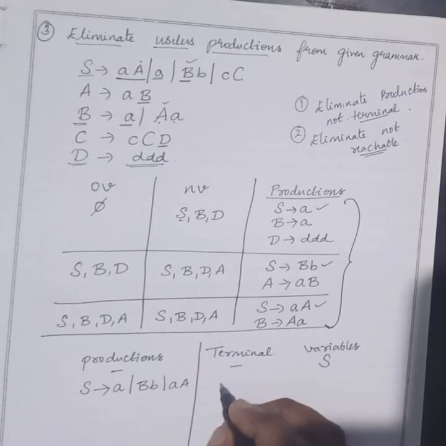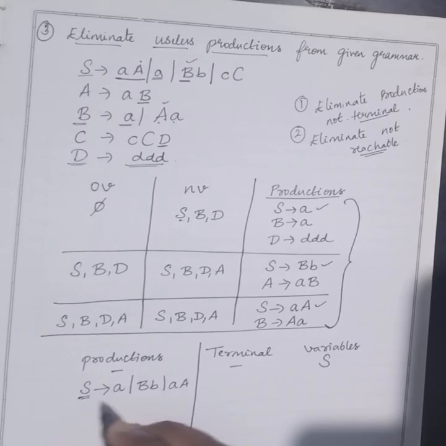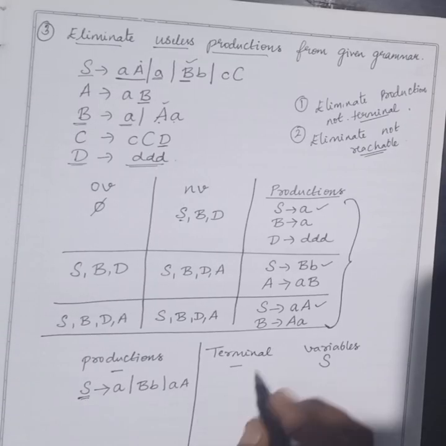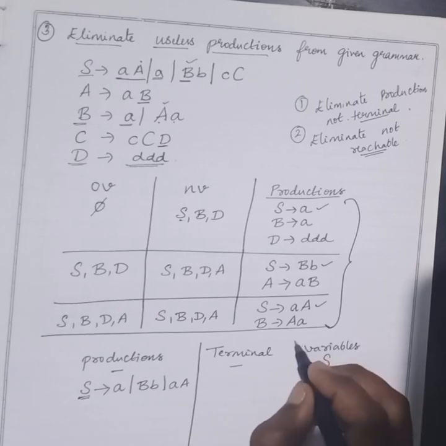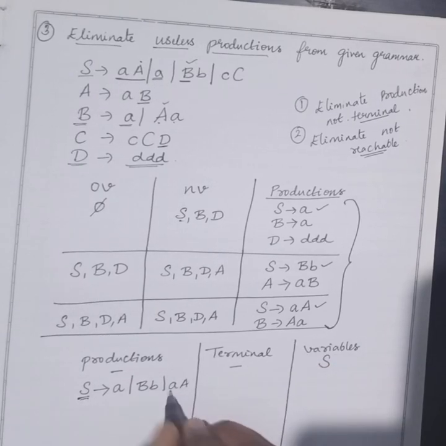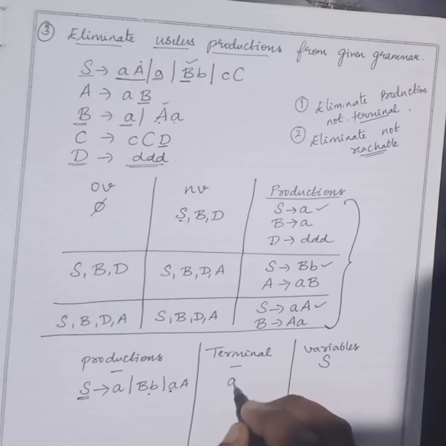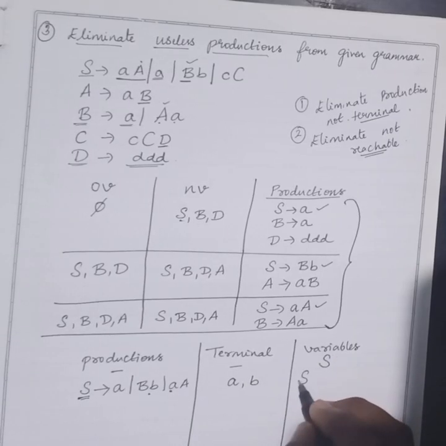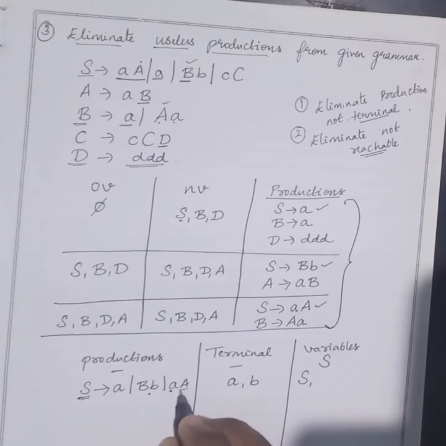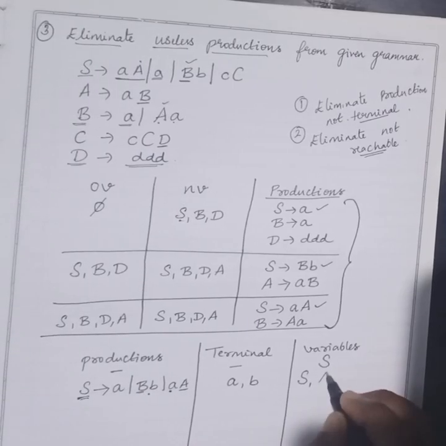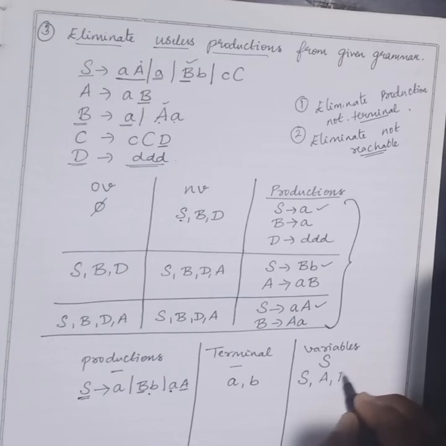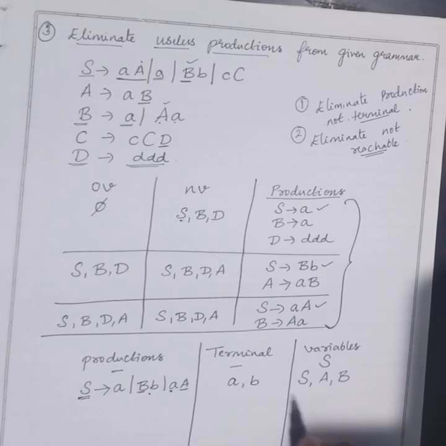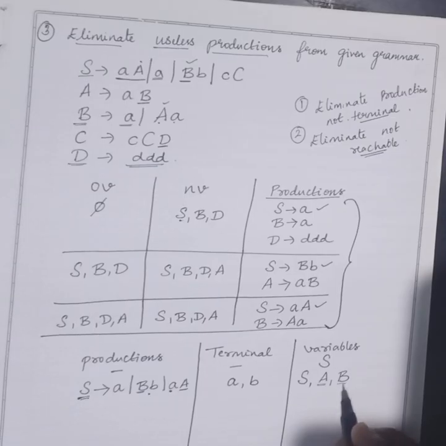What are the terminals in this one? That is small a and small b. These are the two terminals. And what are the variables they have included? Already we have S. The newly included are capital A and capital B. These are the variables, or you can say non-terminals. What it means is, from S you can reach A and you can reach B. So now include all the productions for A and B.